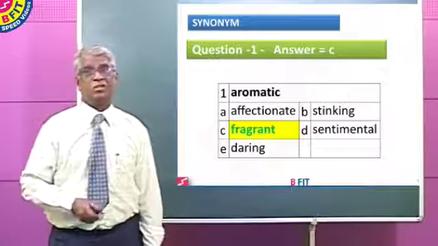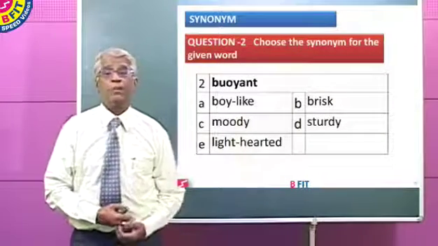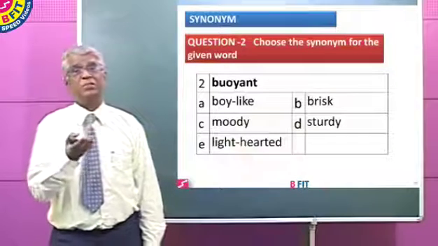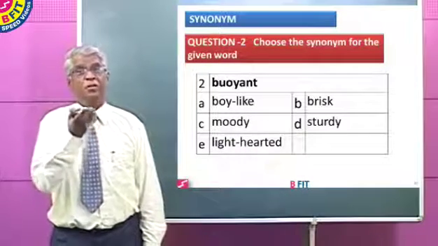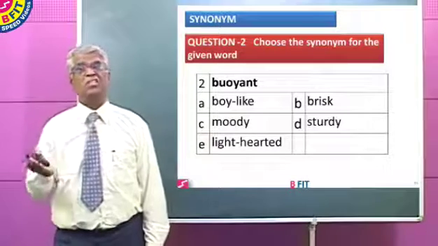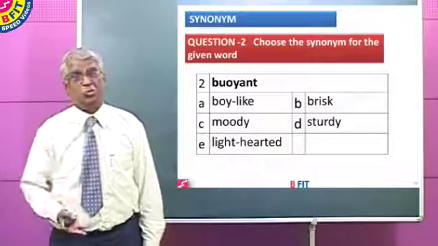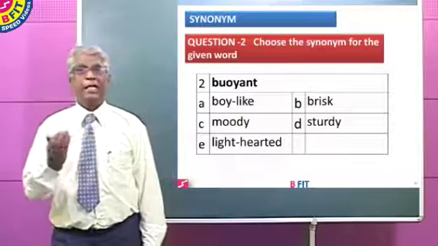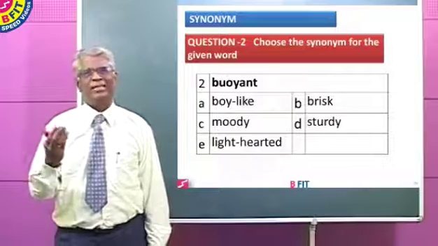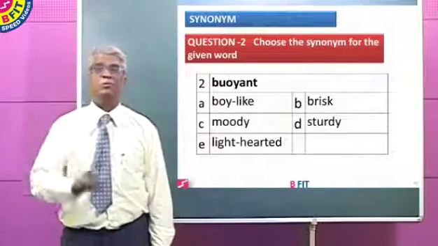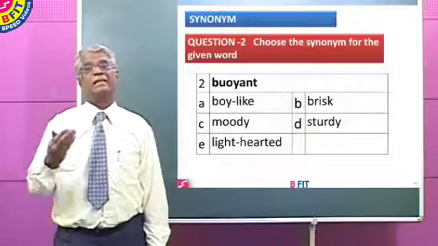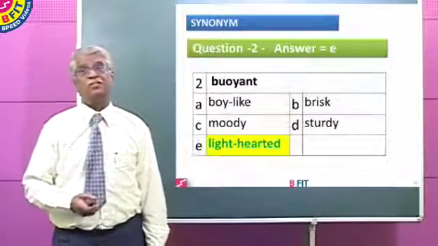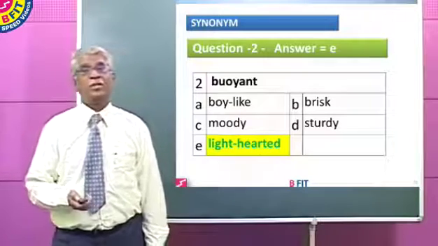Now the second question, buoyant. B-U-O-Y, buoy, means something that floats, something which is very light. Therefore, you look at the options for this. He is in a buoyant mood. If you look at the options, you go to option E, light-hearted, happy, not tensed up. He is in a buoyant mood ever since he has succeeded in passing the examination. Light-hearted is the correct option for the synonym of the word buoyant.